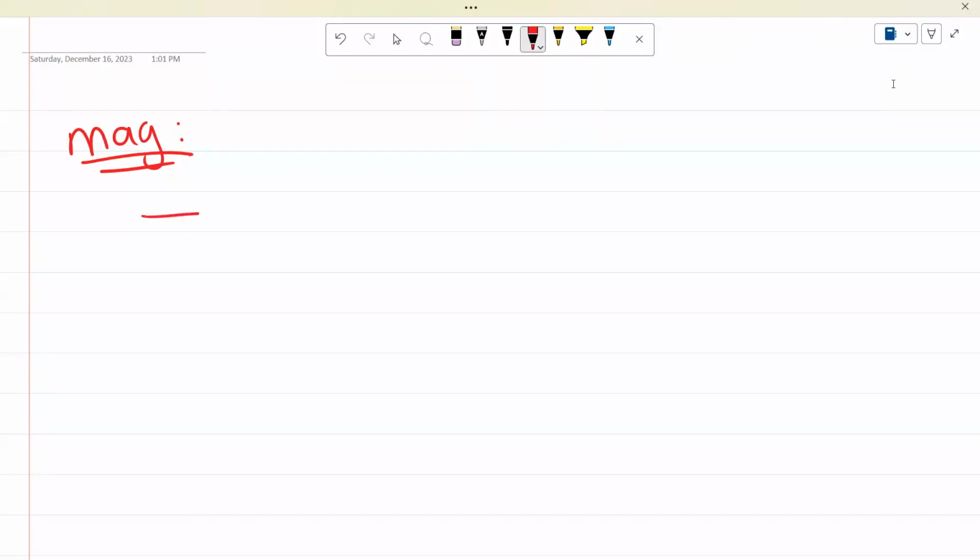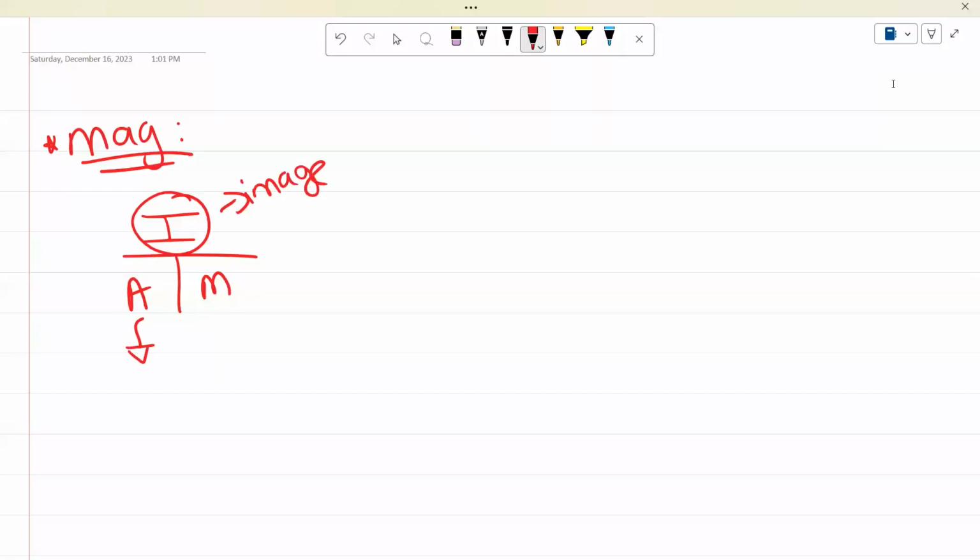Image size over actual size. Yes. This is the easiest way to calculate the magnification of any image or object. I is the size of the image. A is the actual size, the real size. And the magnification is how many times it is made bigger, okay?